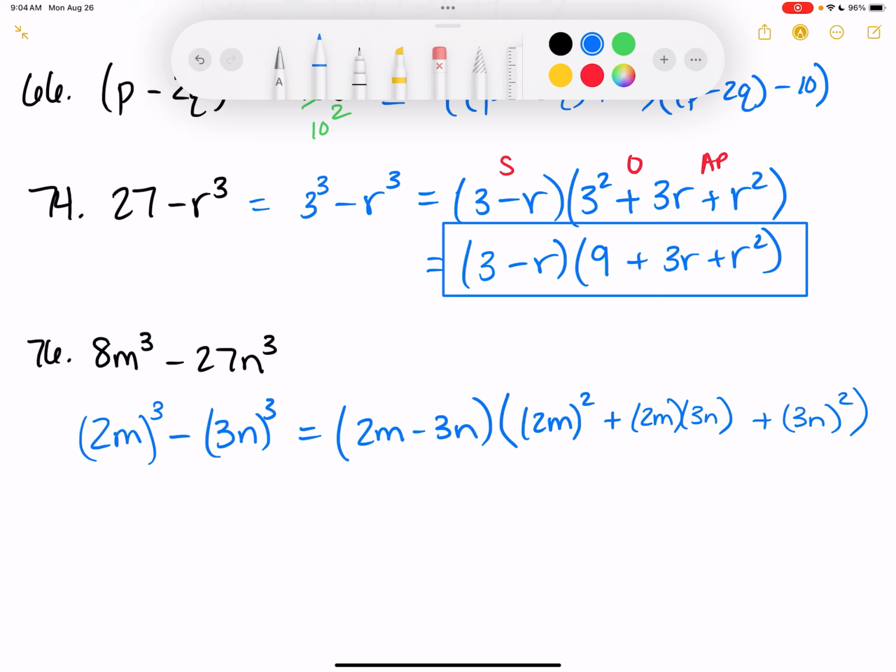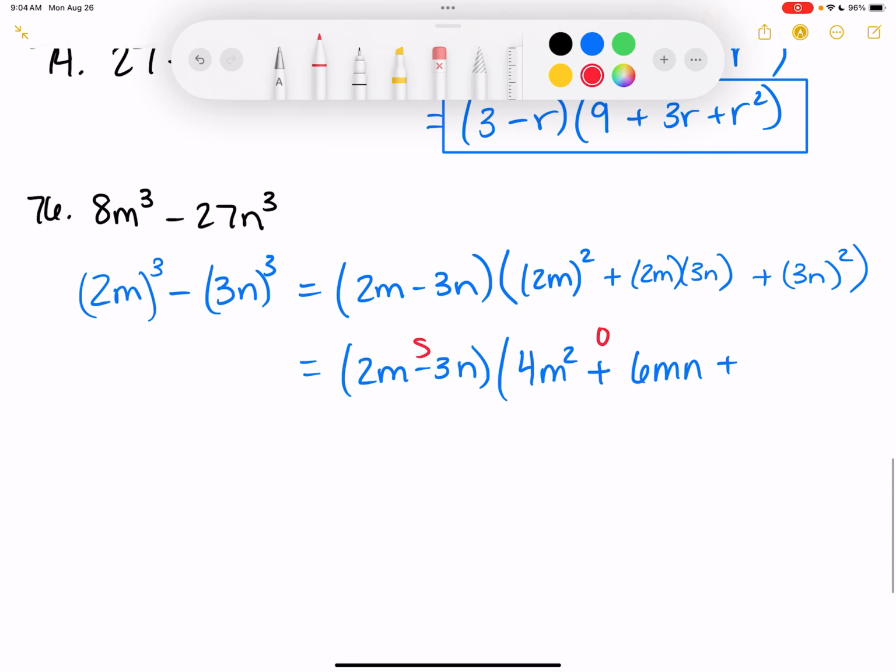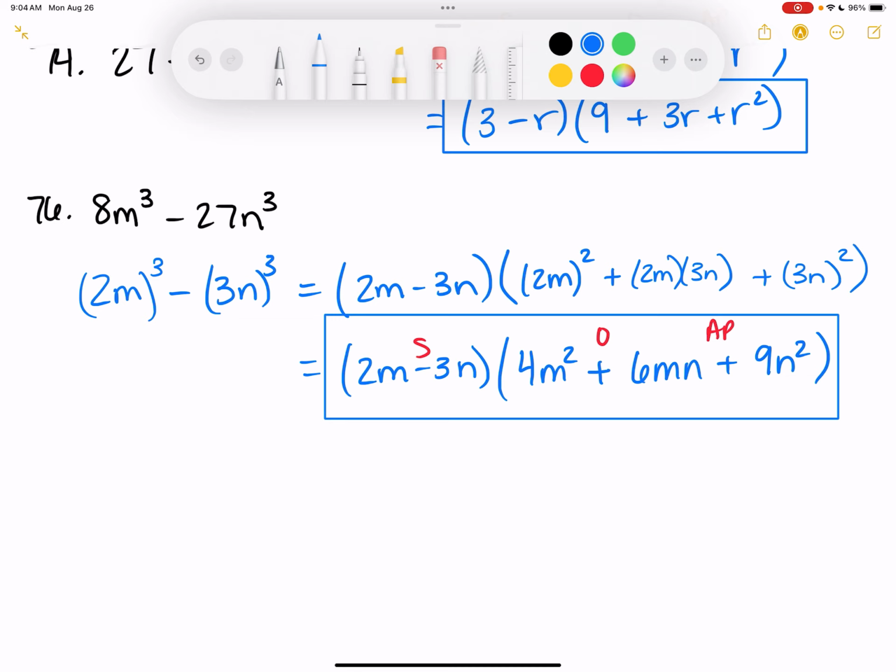So then ultimately this gives me 2m minus 3n. That was our same sign. Over here we would have 4m squared. Opposite sign, so it was positive. So that gives me 6mn, and then plus, because it's always positive, 9n squared, and that would be your final answer. And you don't have to write the little SOAP acronym above it every time either. I just do that for a visual.